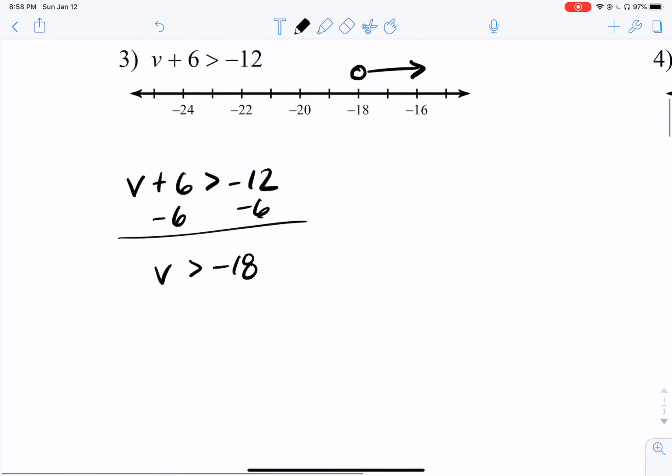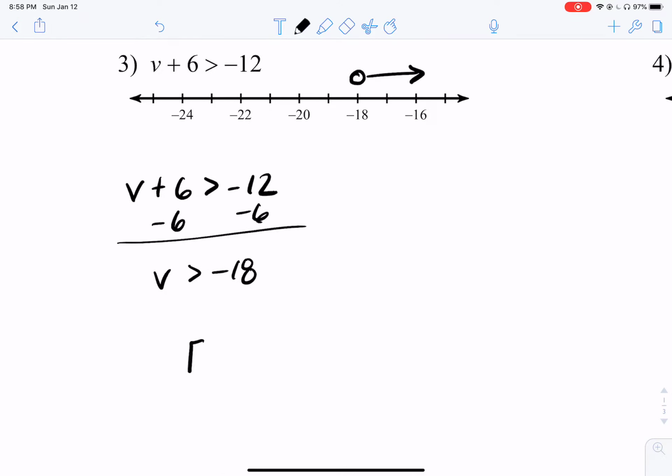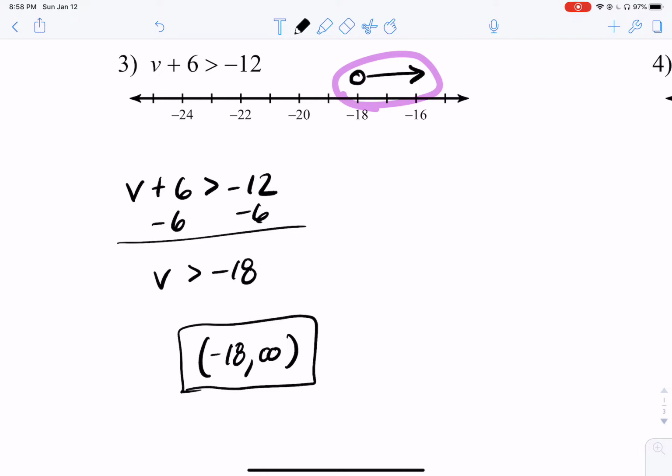and all the numbers greater than negative 18 are to the right. So as an interval notation, again, looking at this right here, our lowest point of our solutions is negative 18, and we're going to the right. So we're going to go all the way to positive infinity. So we should use not brackets, I'm sorry about that. We should be using parentheses because we're not going to include negative 18. So that right there would be the solution.